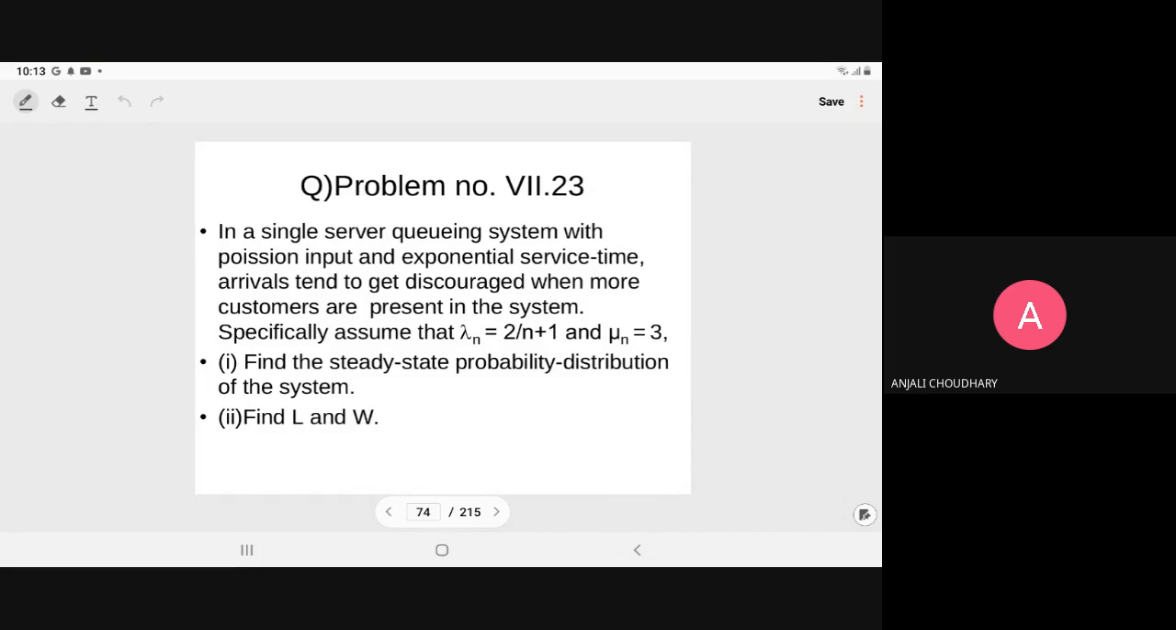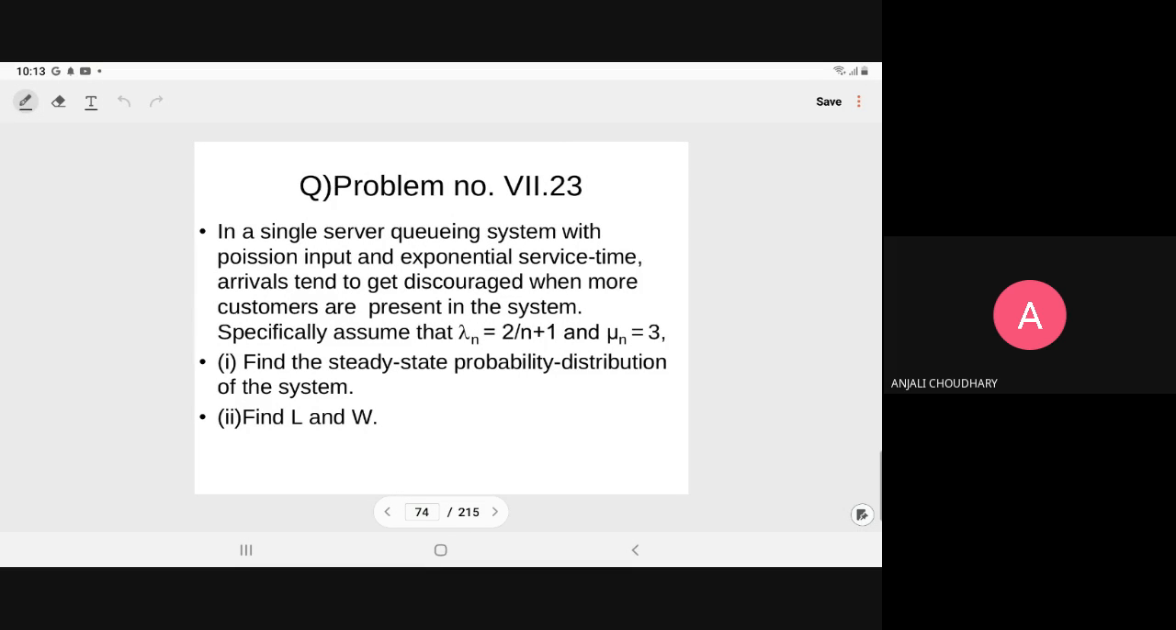Discouragement means the customer shows impatience in joining the system. If there is a long queue, it is a common impatience behavior of the customer that they show discouragement in joining. So discouragement means the arrival rate is decreasing, and the arrival rate function is given as lambda n equal to 2 upon n plus 1 and mu n equal to 3. Find the steady state probability distribution of the system.